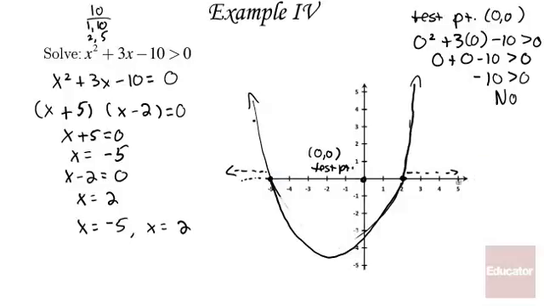So what this gives me is a solution set where x is less than -5, or x is greater than 2. So my solution set are values of x that are less than -5 or greater than 2. Okay.